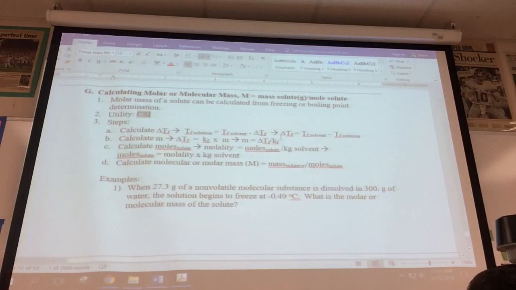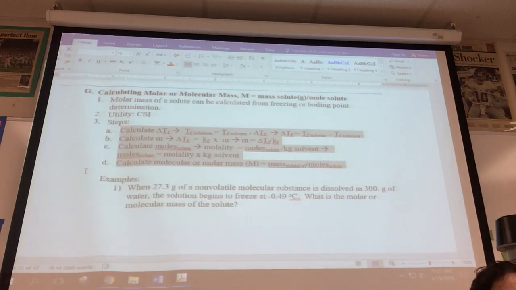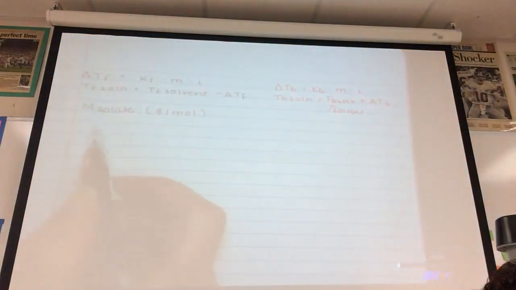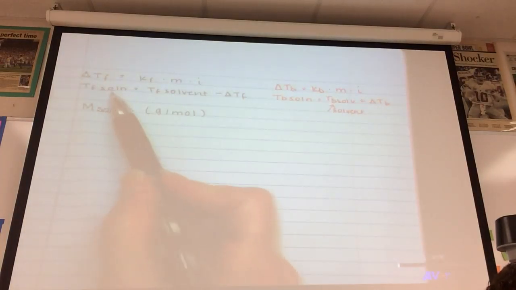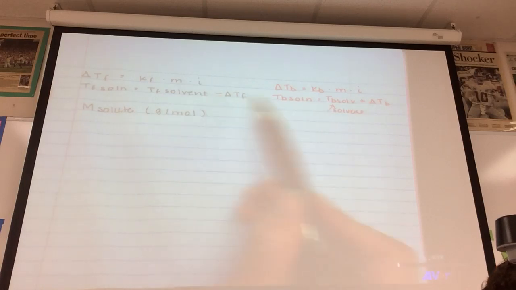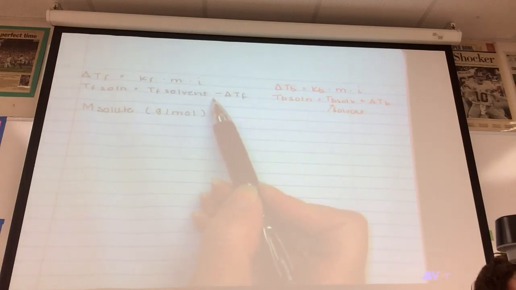When we calculate or determine the molar or molecular mass of substances, there are four main steps that we're going to follow. Now, I've written all the steps out for you, but I really want to show you the derivation, because while I will give you some basic formulas such as this or this, I won't tell you if you're adding or subtracting. I'll put plus or minus, because you should know the boiling point gets elevated and the freezing point gets depressed.